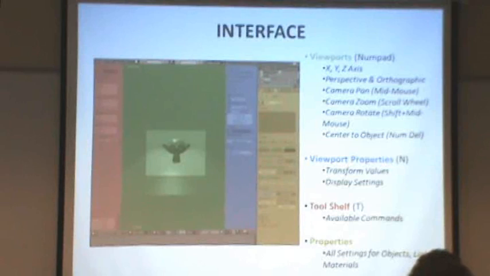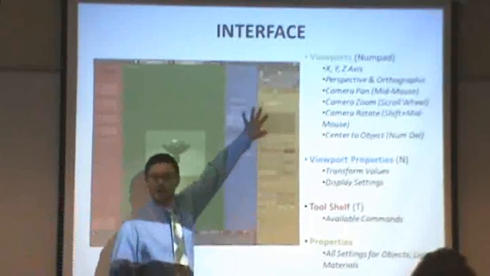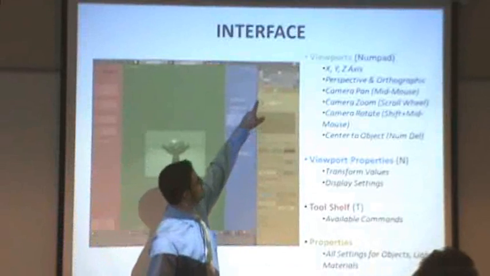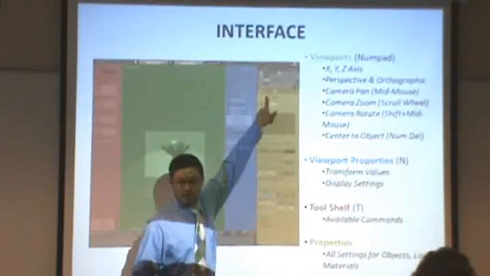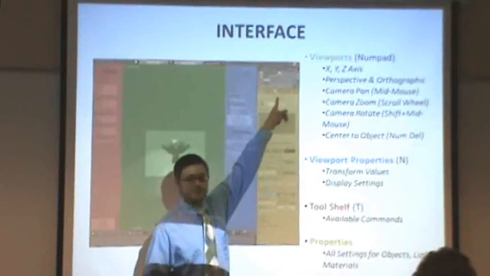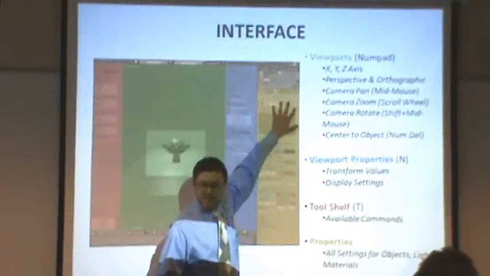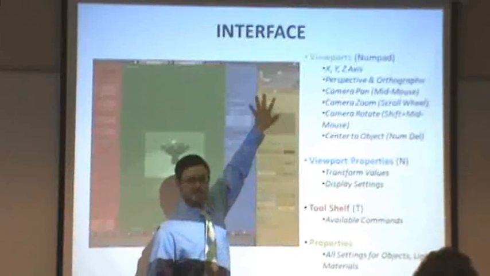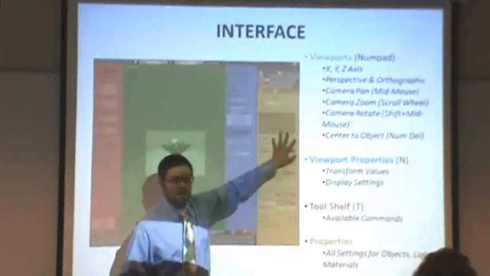And the last thing is the properties window. This is where basically all the meat and potatoes lies, if we want to use that analogy. Here's where all of your rendering controls, object controls, modifiers, materials, everything that we will be talking about is going to be controlled over here in this panel.